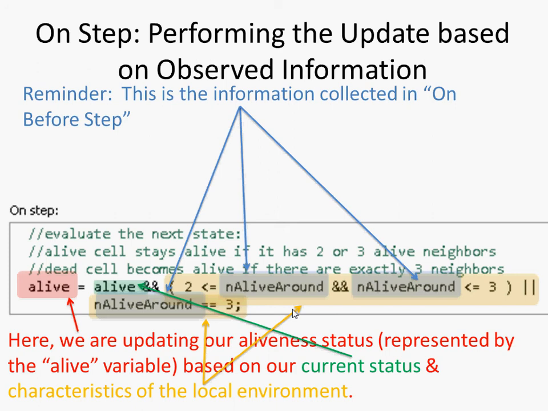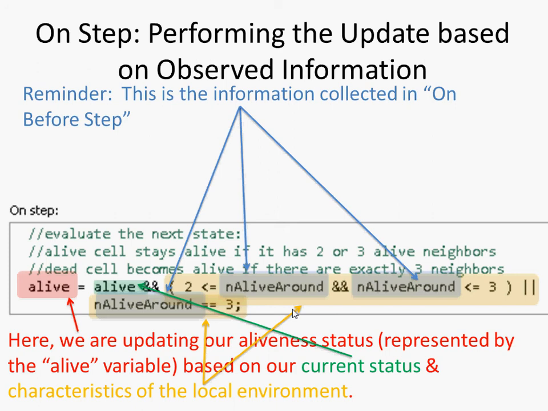I think it could be done a little bit more clearly, but I'll explain it. The big picture thing is here, this is being assigned to because we're updating whether or not we're alive. That's our only aspect of state. It's updating it based on our current liveness to this point and the state of those around us. That's the big picture.